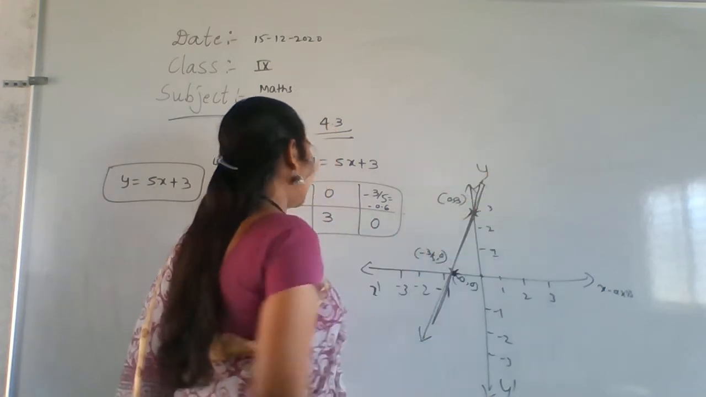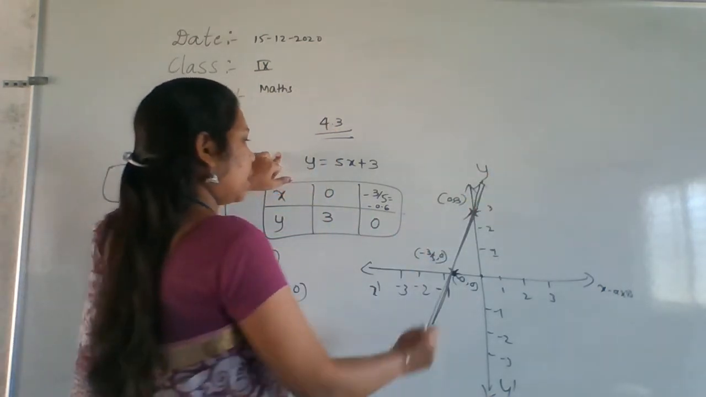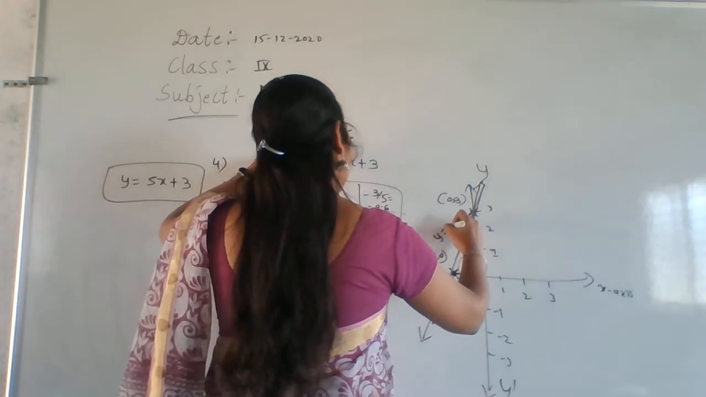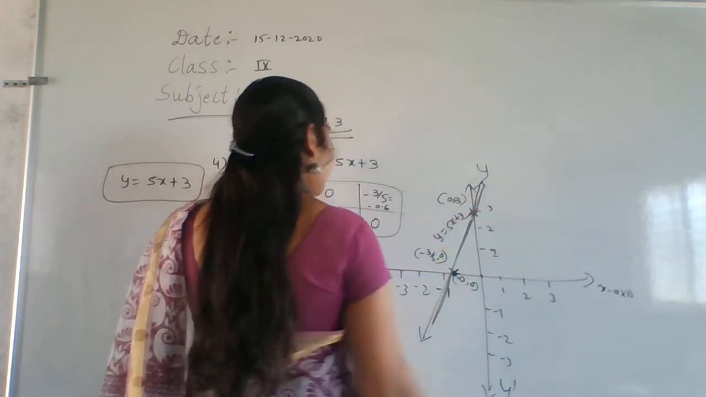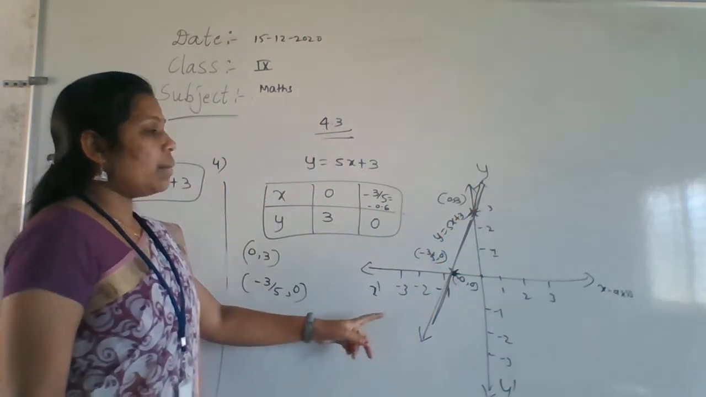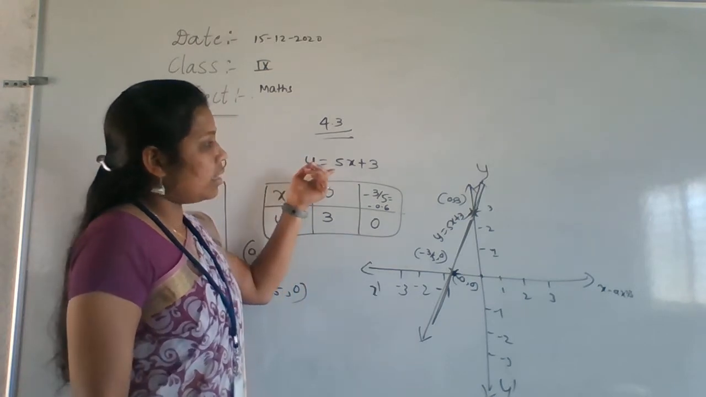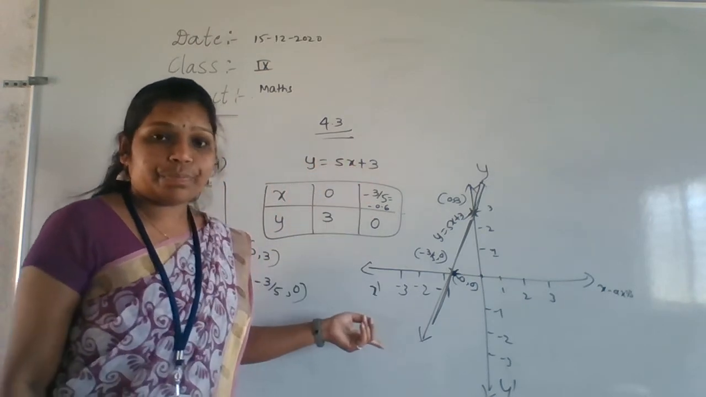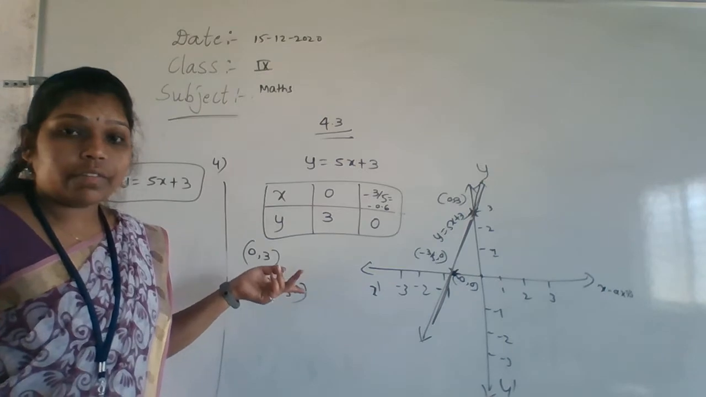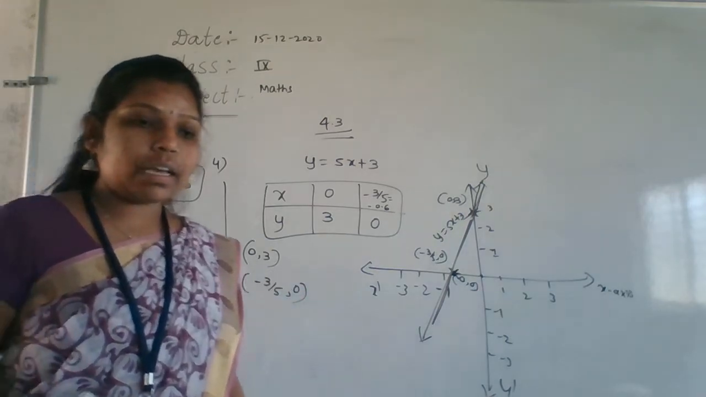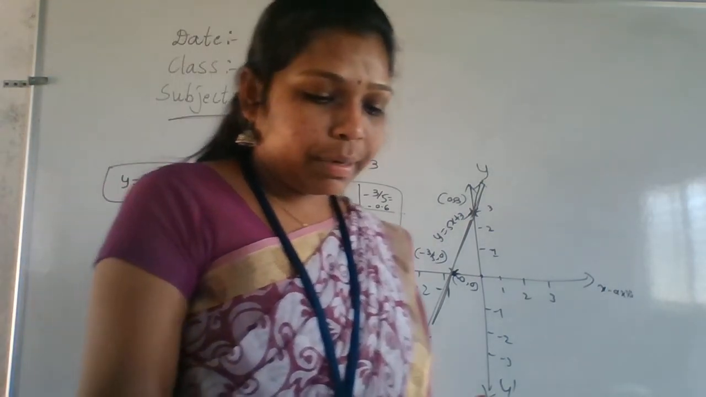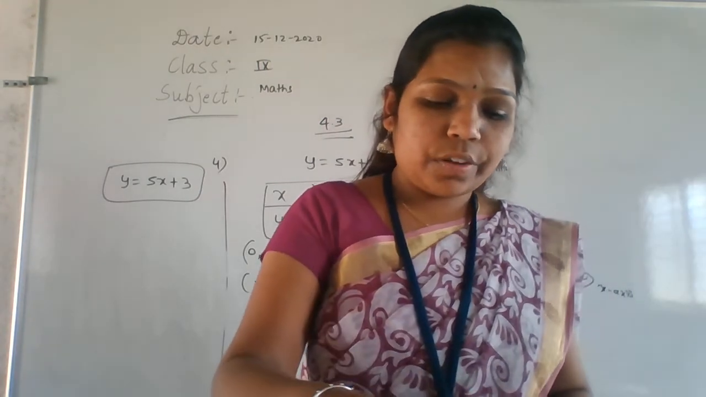This line is indicating the equation, that is y is equal to 5x plus 3. So this line is representing the equation y is equal to 5x plus 3. This is the way we have to draw the graph. So the 4th question is completed. Next, go for the 5th one.